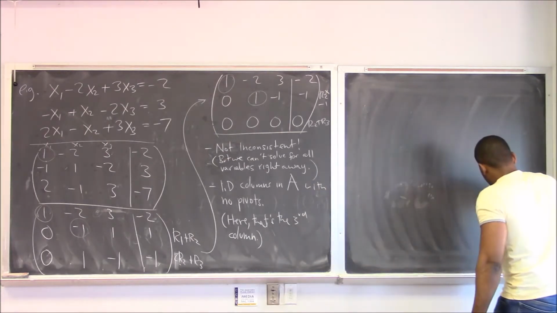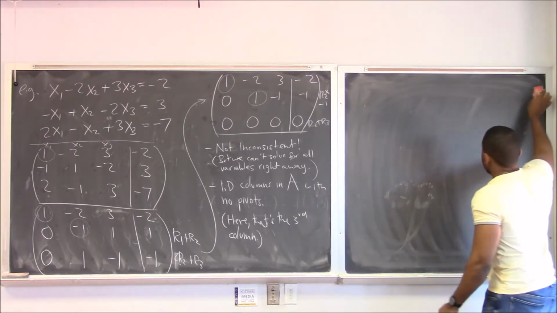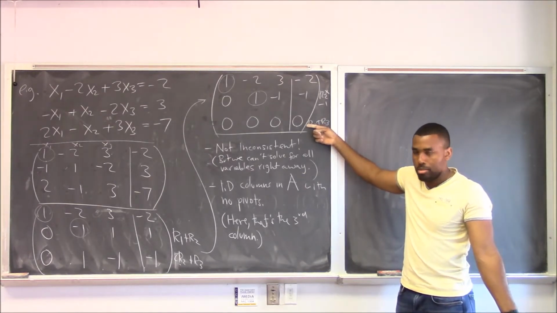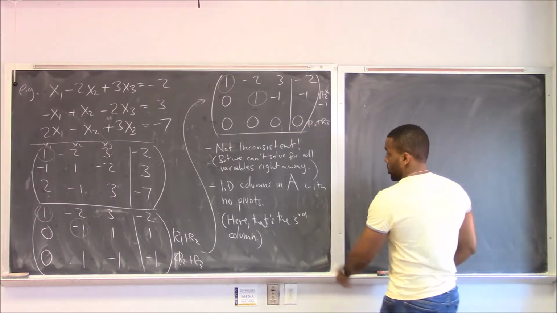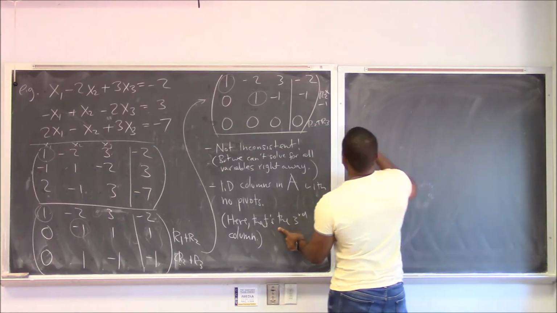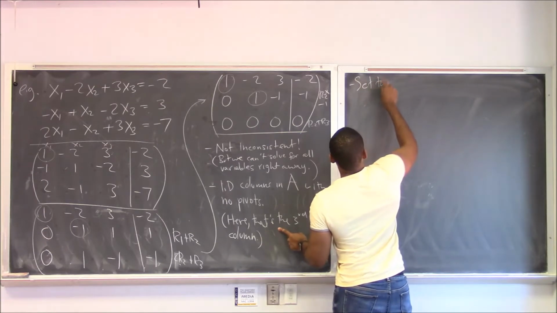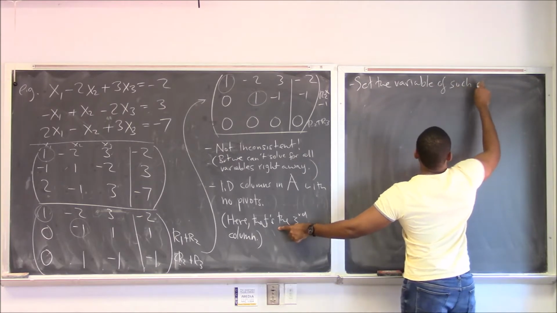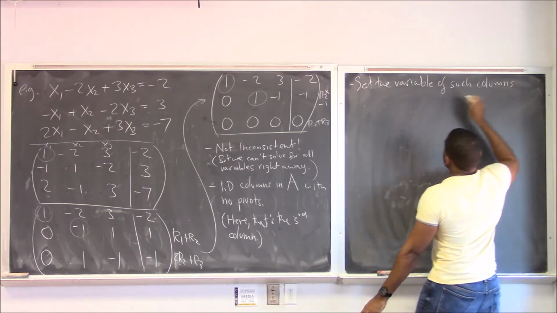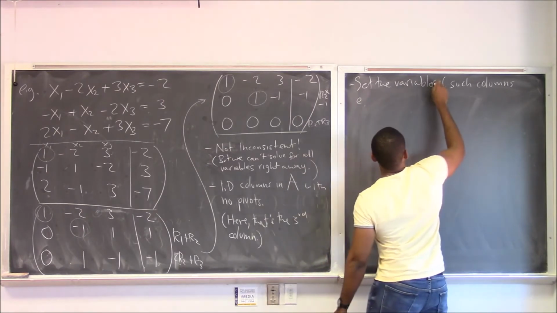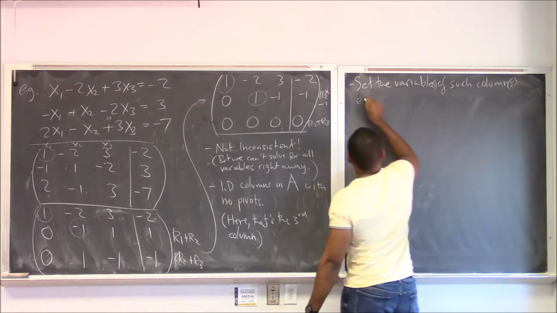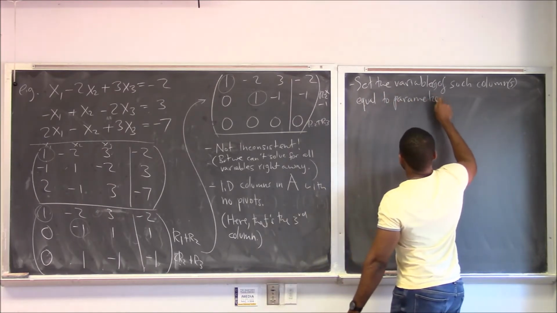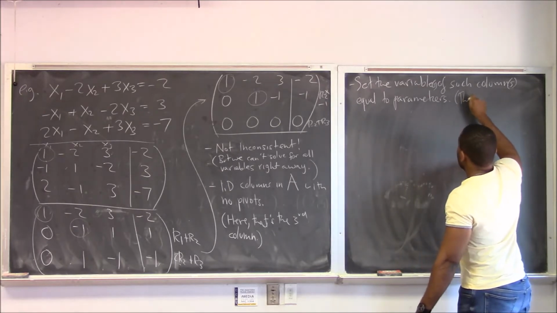So what I'm going to say is that x3 could literally be anything and this equation would hold, right? No matter what I plug in for x3, it's going to be true that 0 is going to be equal to 0, right? And so what we're going to do, identify the column with no pivot and set the variable of such columns, could be variables, columns, equal to parameters, right? Because their values can vary.